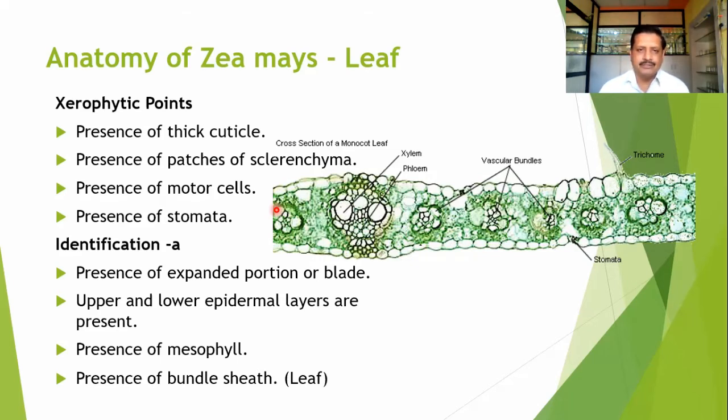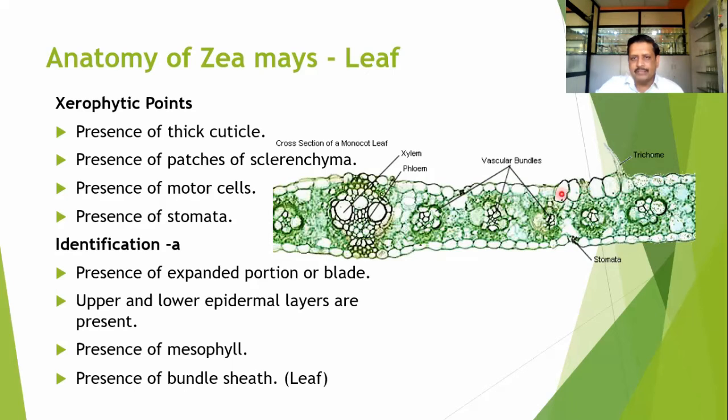Wherever there is a scarcity of water, the plant has to develop some typical characters which reduce either the water loss or the transpiration rate. So for that purpose, some xerophytic characters are developed. Take the example, this is the presence of thick cuticle.